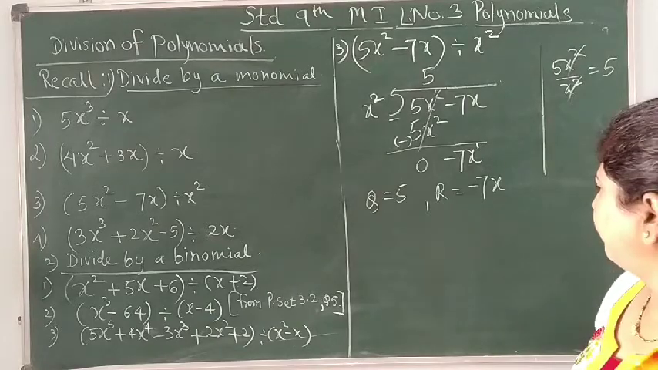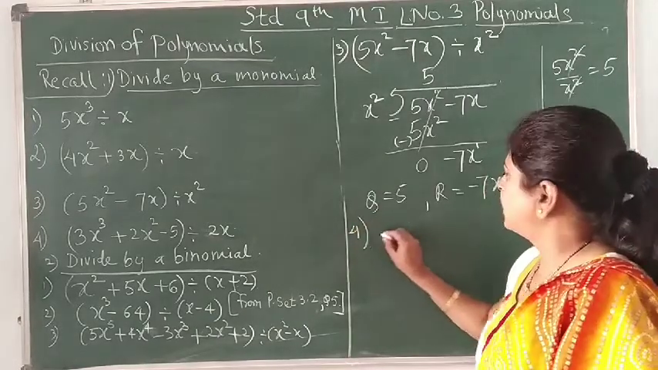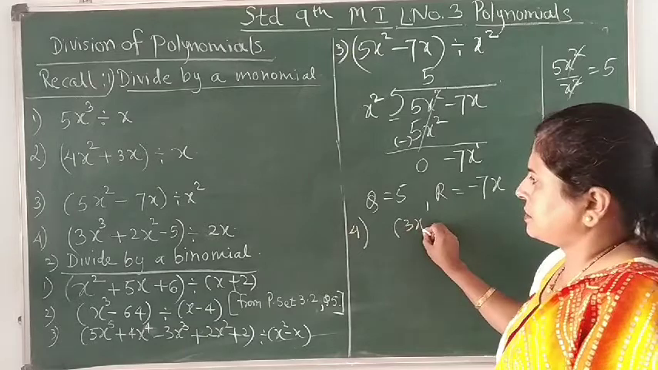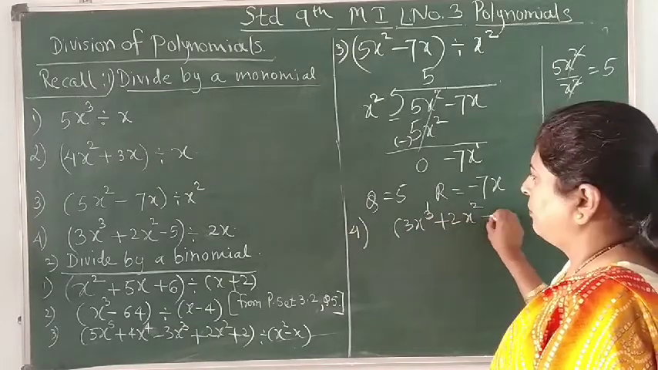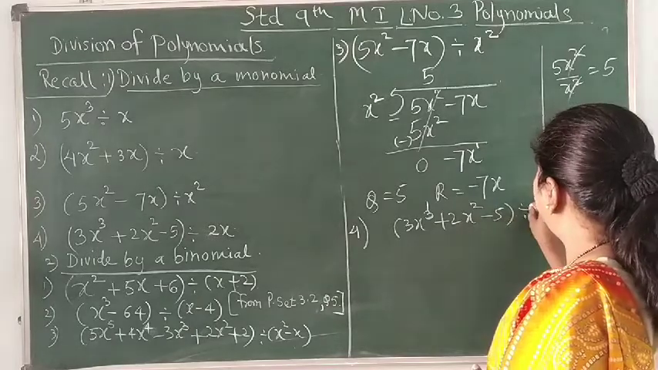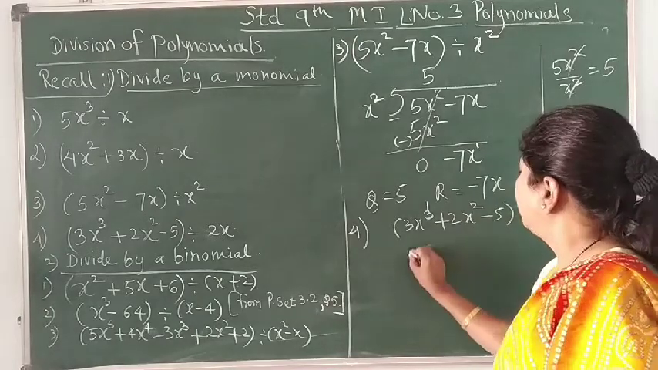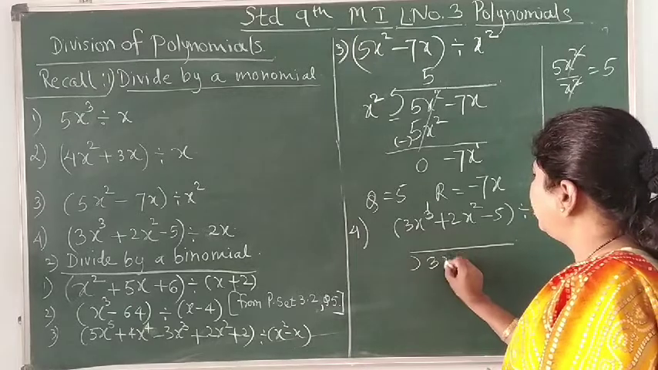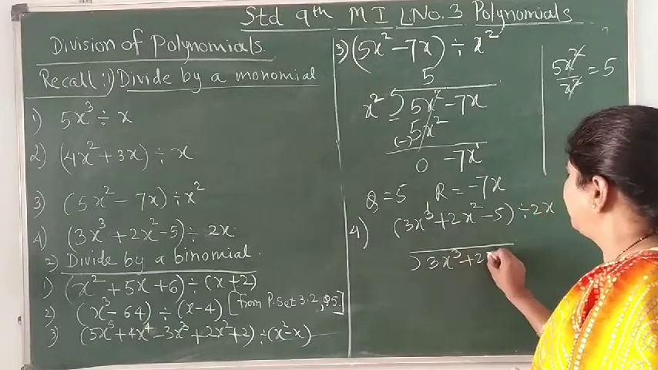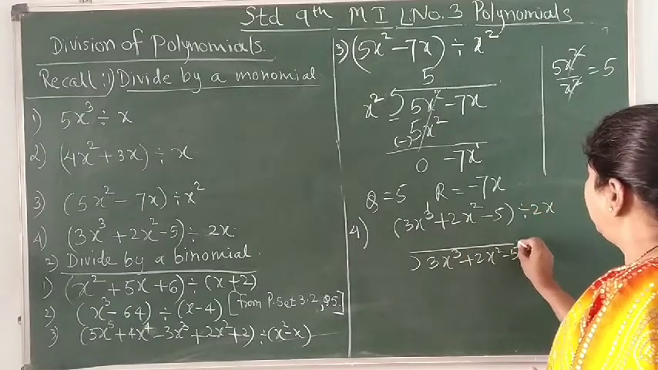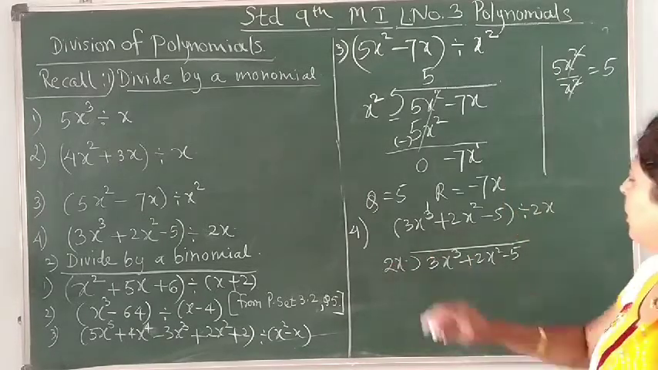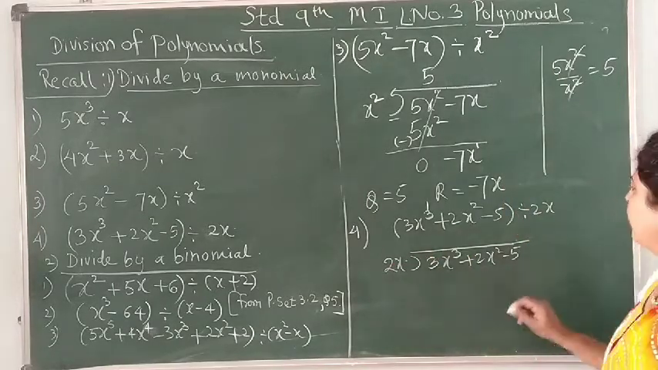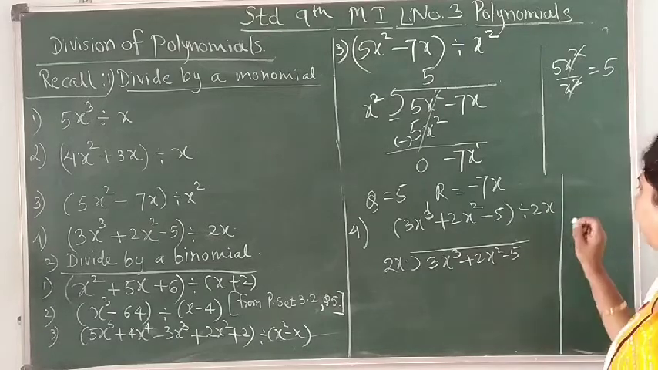Now let's go for the fourth sum. Here it is 3x cube plus 2x square minus 5. This is divided by 2x. Now this dividend 3x cube plus 2x square minus 5, we have to divide this by 2x. Now what should be the term such that the product should be equal to this? You can go for the rough work part.